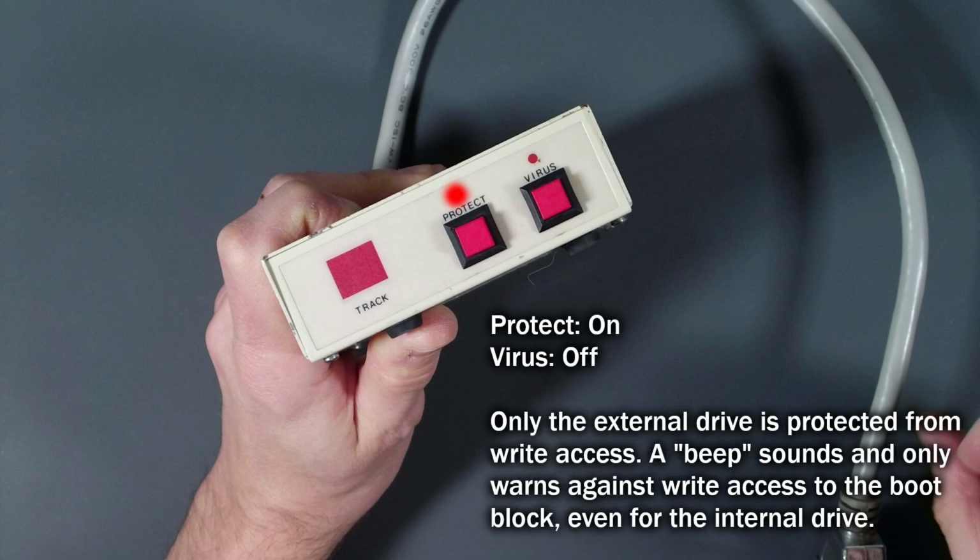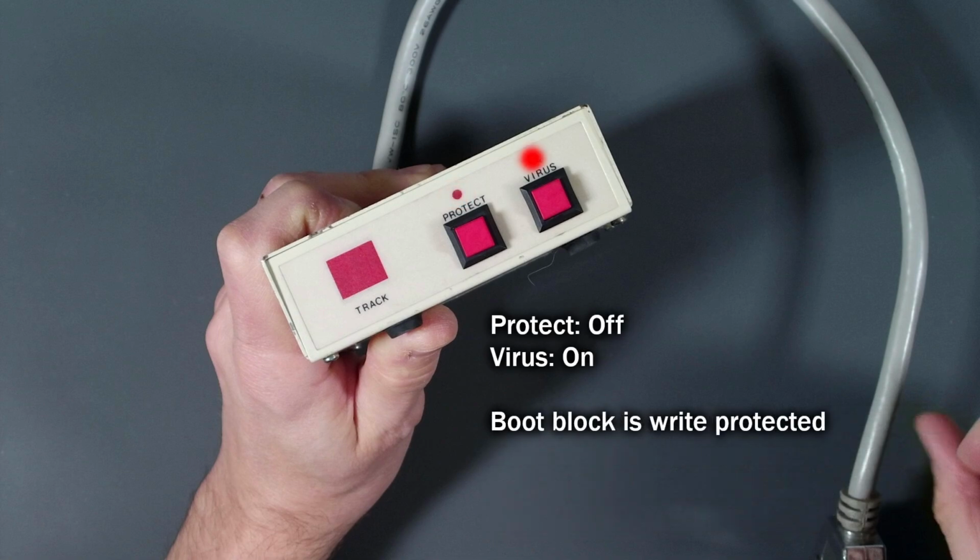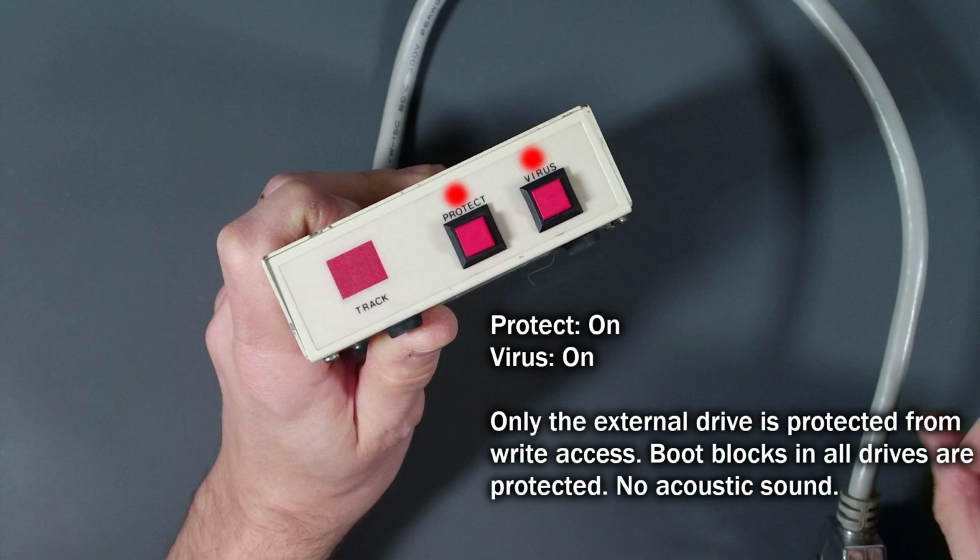on any drive, but only the external one is protected from being written to. With the Virus button on, it again warns us by making a beep, but also blocks writing to track 0. It doesn't say if this is for all drives or just the internal one. Lastly, with both pressed, the external one is protected from write access, but bootblocks are also protected in all drives.